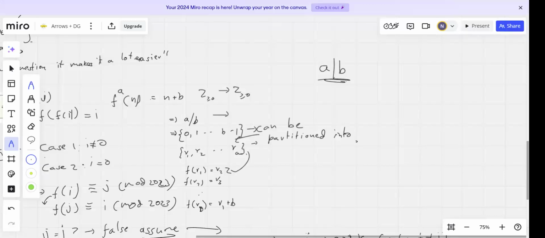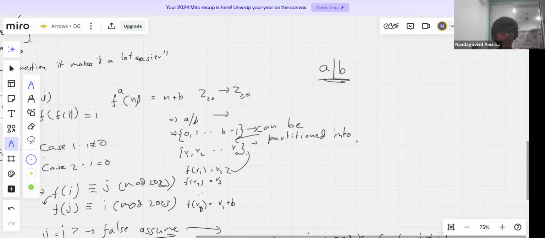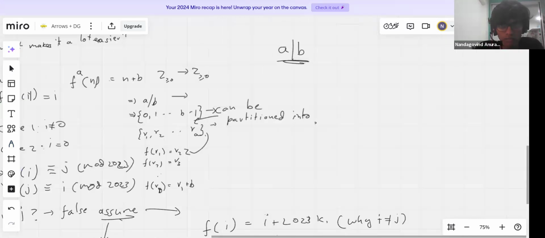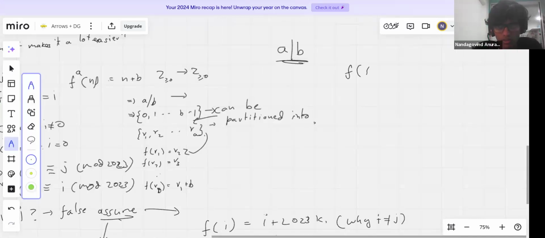A divides B if F repeated A times is equal to n plus B. That is, f of A times f of n is equal to n plus B. Okay, A times.